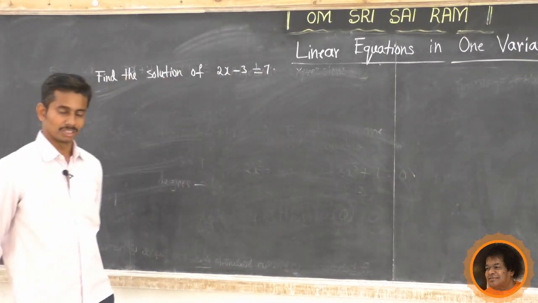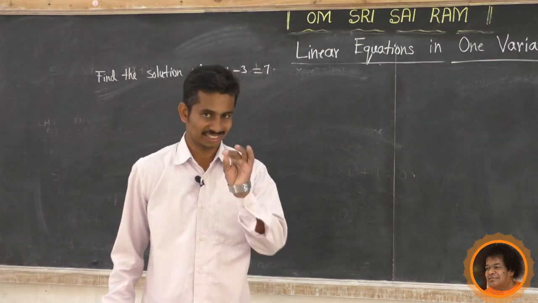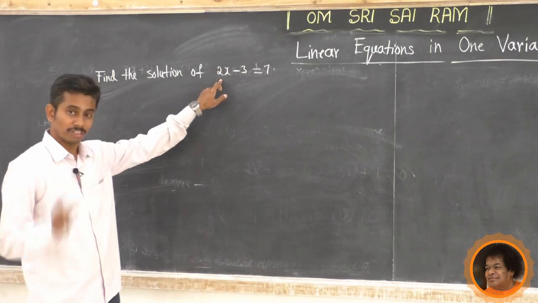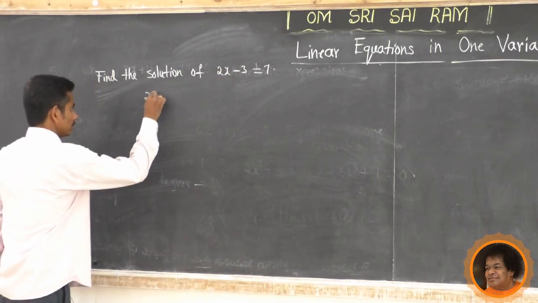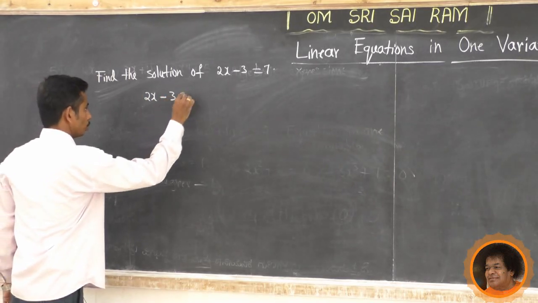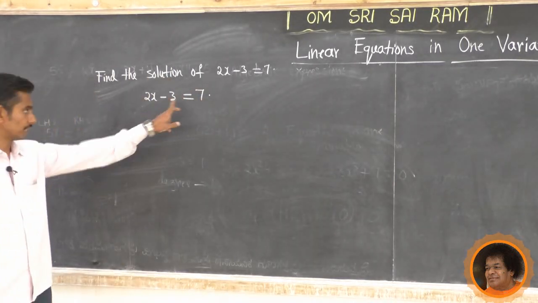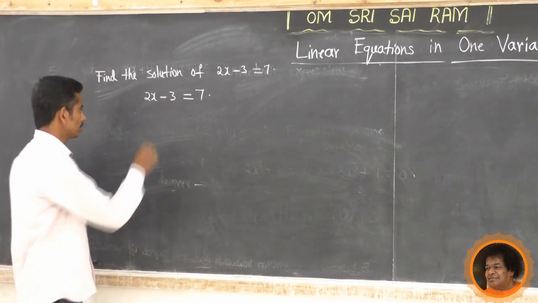Find the solution. Our aim is to find the value of x. So we can write the linear equation: 2x minus 3 equal to 7. For the given linear equation, find the value of x.